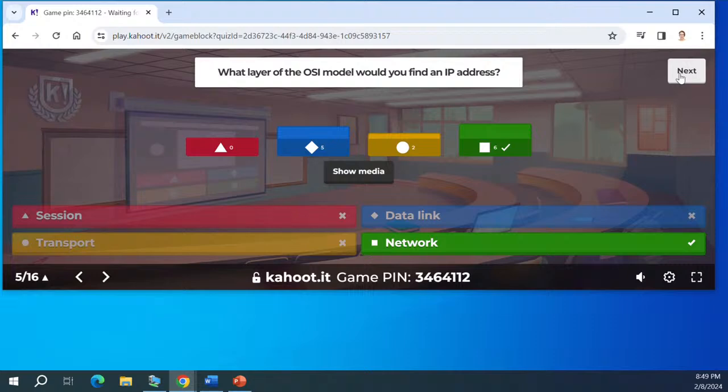Where are dialogues? Session. Where are conversations? It can't be session. Dialogues are at session. What's at the transport layer? Conversations. Where does encoding happen? Physical layer. Where would I find an MP3? Presentation.